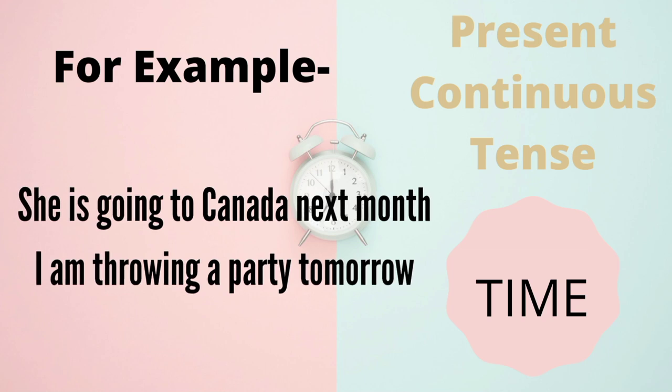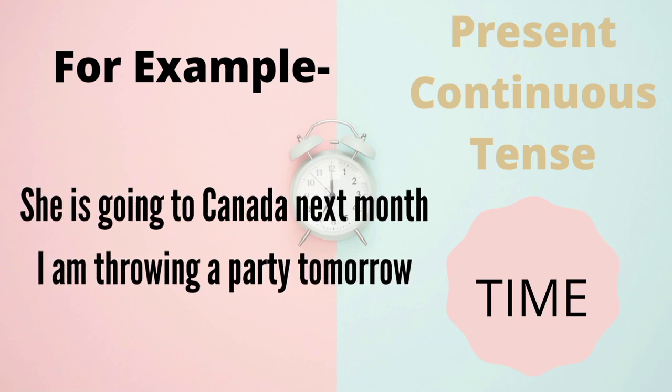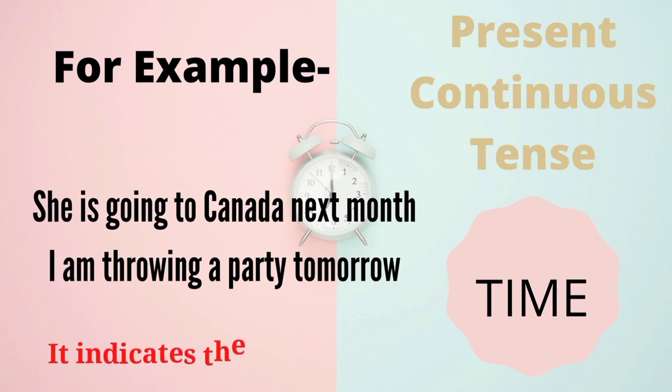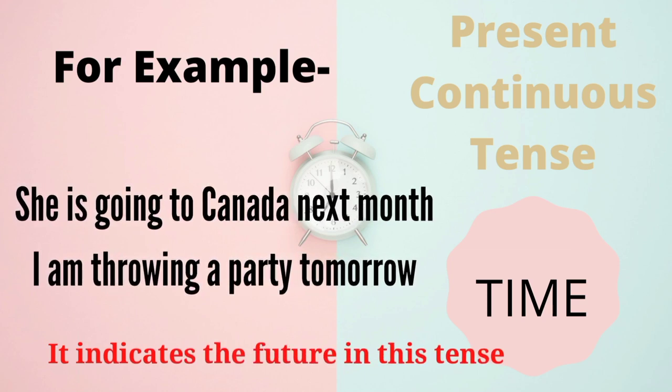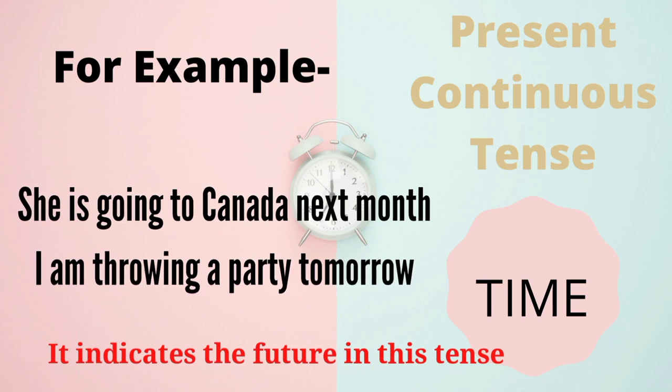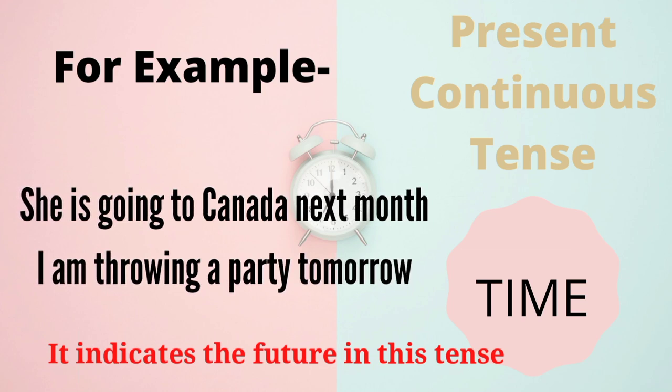Like, I'm going to Canada. This means at this time I'm going to Canada. I'm traveling to Canada at this time. Or I'm throwing a party. At this time, I'm throwing a party. But when you are mentioning the time, it indicates the future in this tense. Okay? I hope this is simple and easy for you to understand.